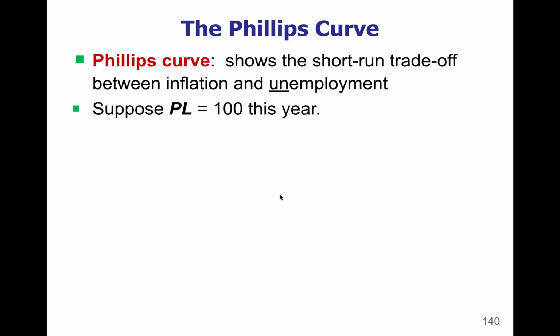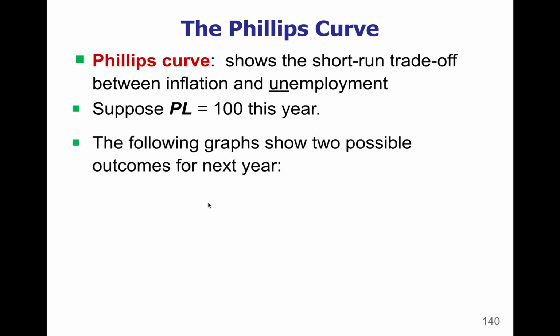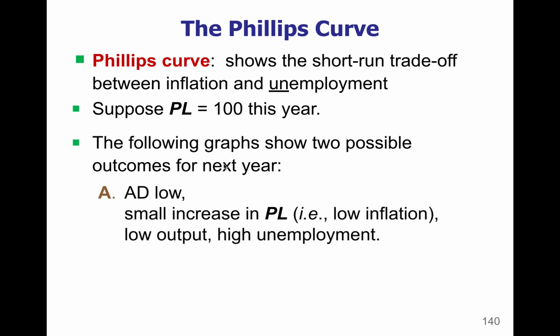So suppose your CPI or price level is at 100 this year. Then there are two possible situations that can happen for next year. Price levels can either go up or go down. If aggregate demand is really low, then you might see a small increase in price level, which means low inflation. That also means we have low output or real GDP, but high unemployment, because if we're not producing output, then businesses don't need workers to do that. So the unemployment rate would rise.